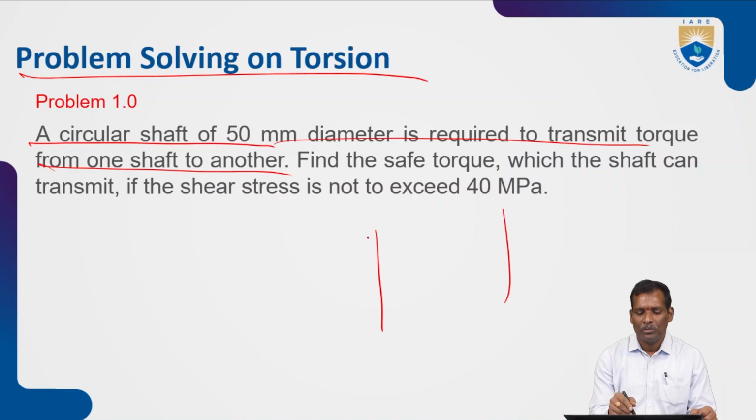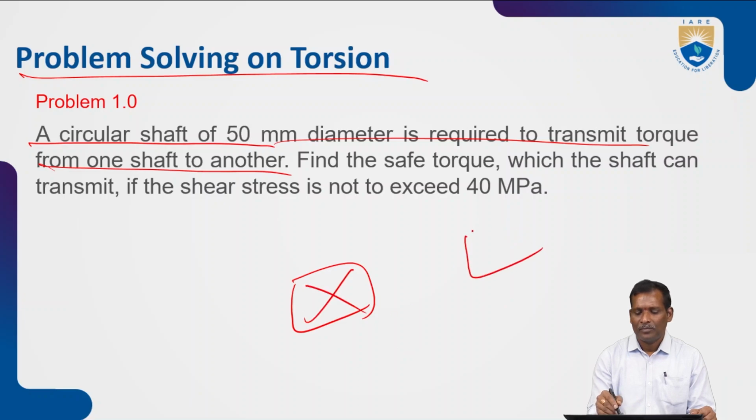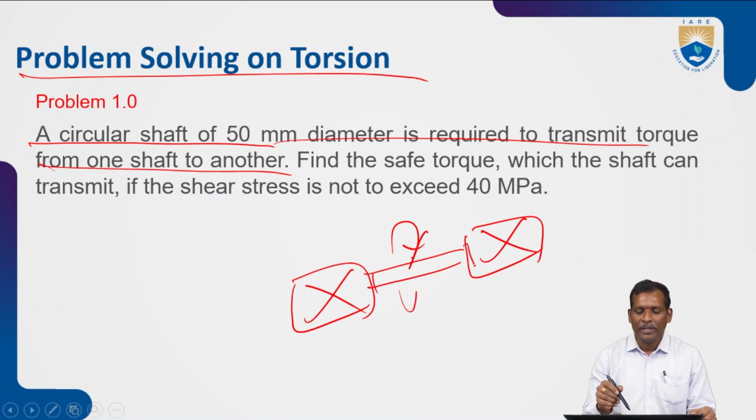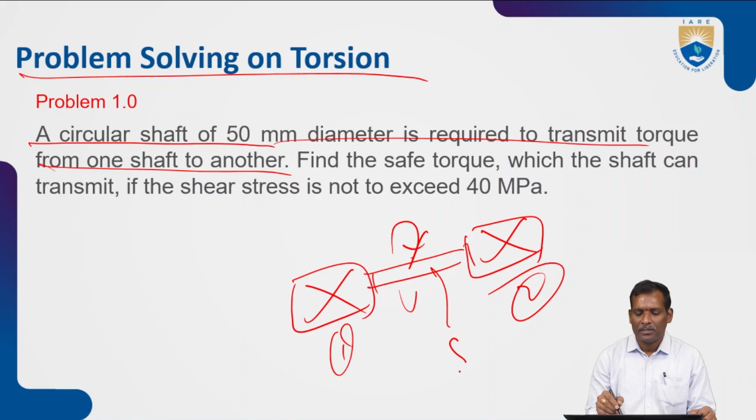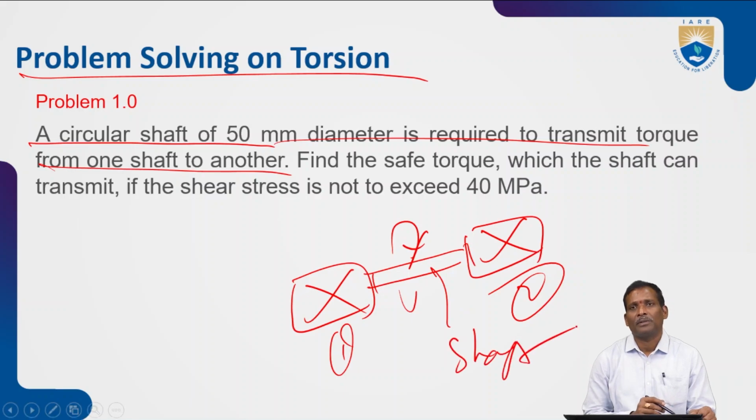Suppose there are two bearings, for example. In between these two bearings, the shaft is connected. So it means bearing 1 and bearing 2, and this is a shaft, a circular shaft. So the power is transmitted from one end to the other end.